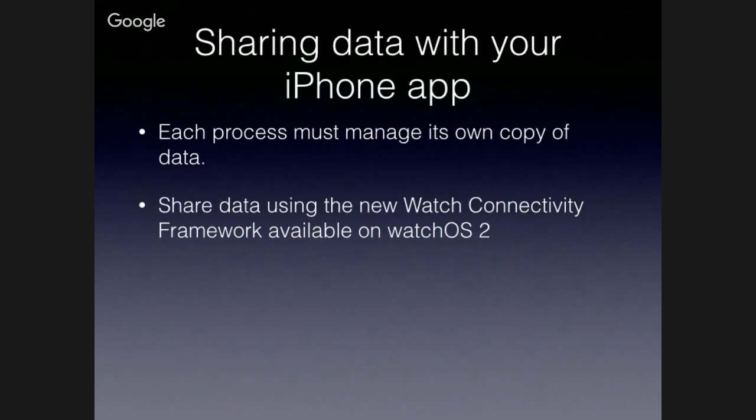If you want to share data in real time, you have to use the Watch Connectivity framework, which is only available in watchOS 2. You can send data, and you can also send files, but it's easier and faster to exchange data like strings, maybe dictionaries, than files.